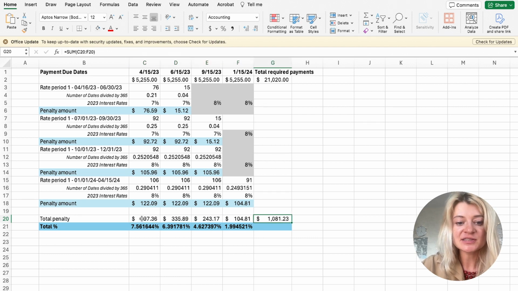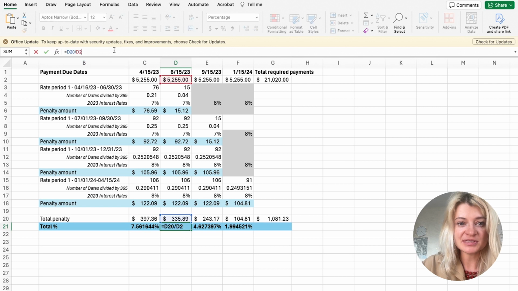So this is the total penalty we pay. And if you compare percentage-wise for each quarter, we get almost 8% for Q1, 6.3% for Q2, 4.6% for Q3, and for Q4 we'll get only $199.